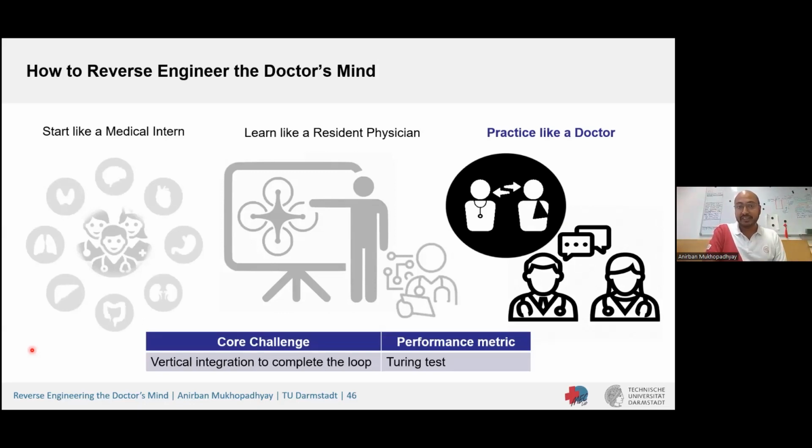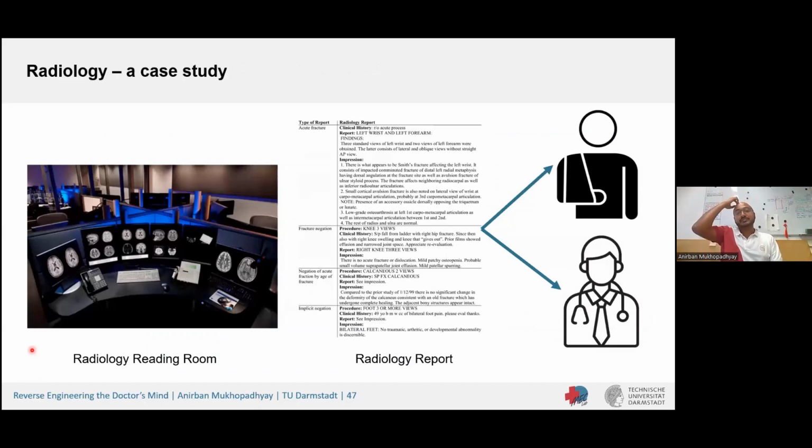Let's take radiology as a case study, simply because it's most advanced in terms of digitization. And really, let's try to understand the information flow of this setup. It's rather simple. You have this radiology reading room where the radiologist is looking at the images, scrolling with one finger, and dictating on the dictaphone, from which you generate such a radiology report. The report goes to both the patient and the doctor.